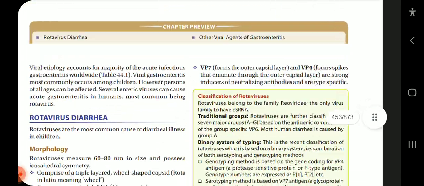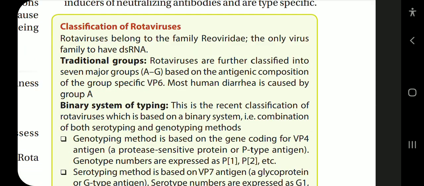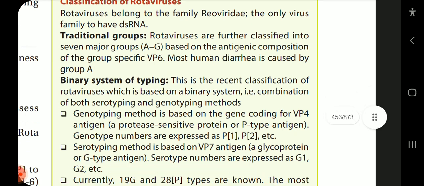Okay, so now we come to the classification. Before that, VP7 forms the outer capsid layer and VP4 forms the spikes that emanate through the outer capsid layer. They are strong inducers of neutralizing antibodies and are type specific. Now coming on to the classification of rotaviruses. Rotaviruses belong to the family Reoviridae, the only virus family to have dsRNA. Traditional groups: rotaviruses are further classified into 7 major groups, A to G, based on the antigenic composition of the group specific VP6. Most human diarrhea is caused by group A.